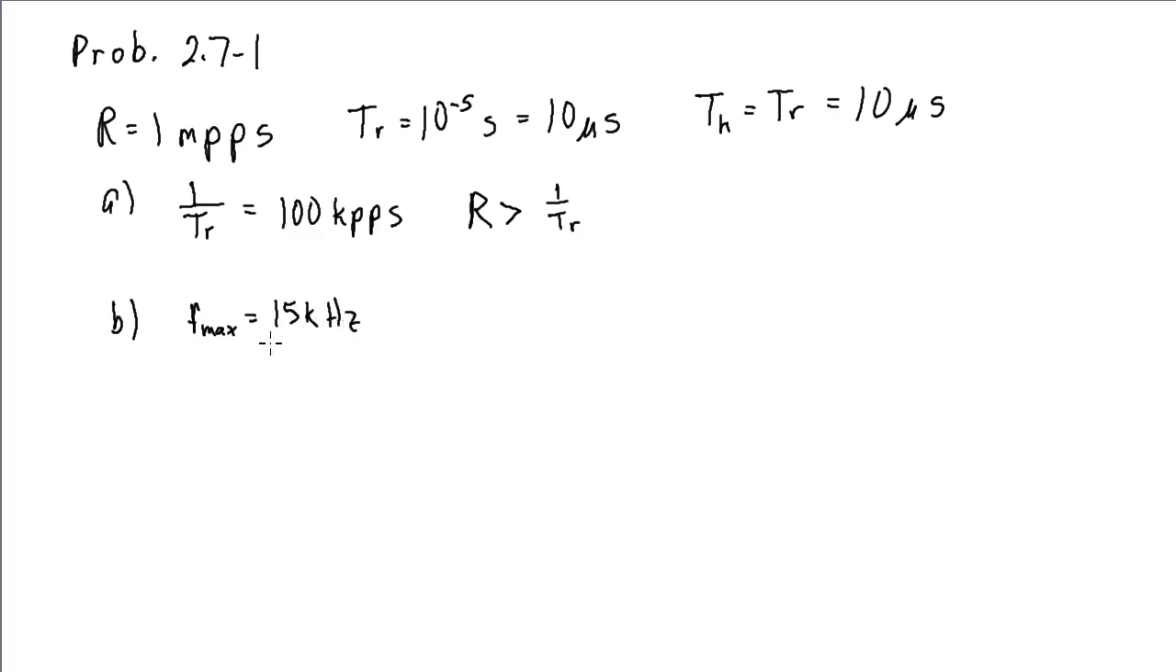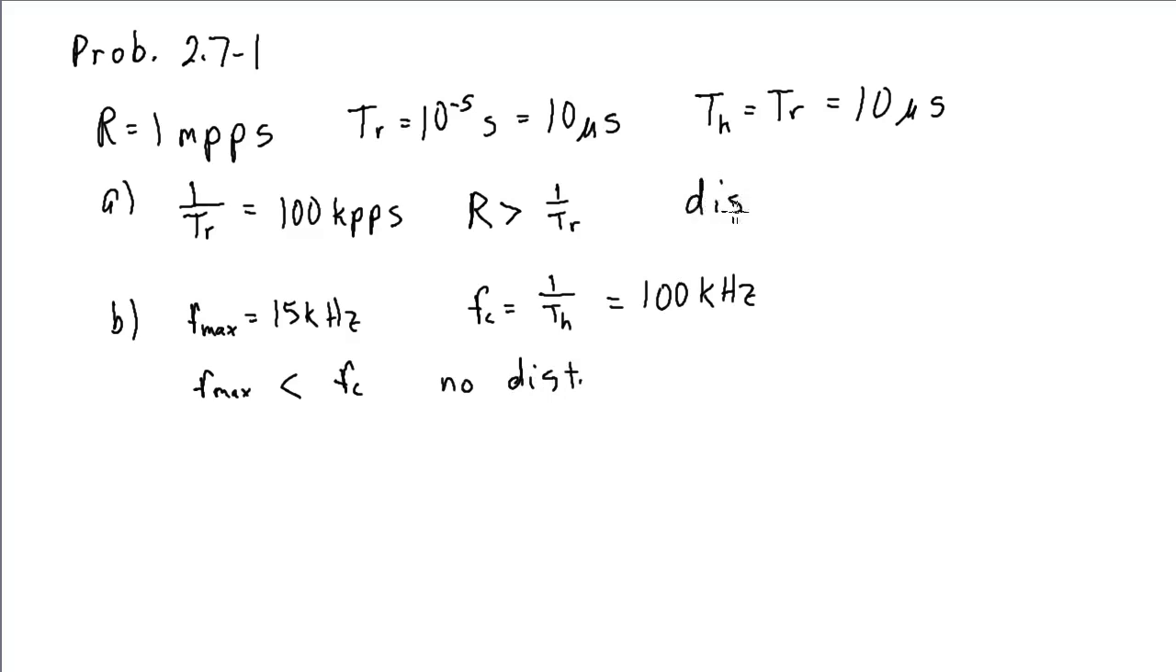Here we want to compare the maximum signal frequency to the channel bandwidth. Again, the channel bandwidth is related to the system time constant. It's the reciprocal of the system time constant, and that is 100 kilohertz. Now, since F max is less than the channel bandwidth, no distortion. And in part A, there is distortion.